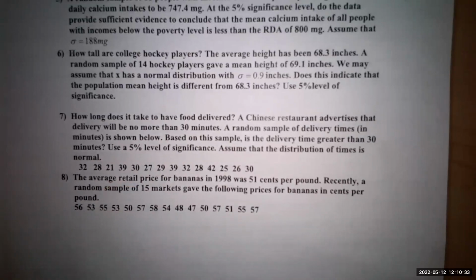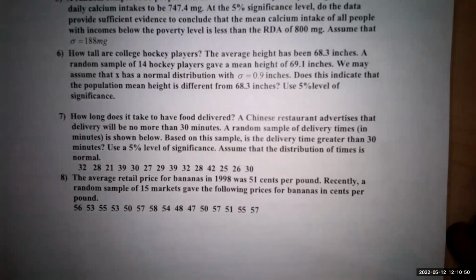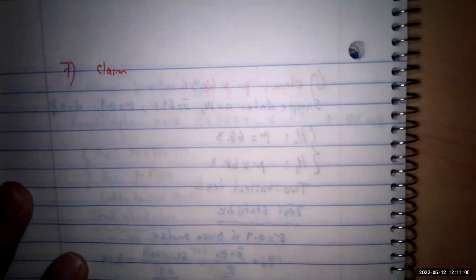Here are 14 different cases, and these are in minutes. So we want to test it. Is the delivery time greater than 30 minutes? So the claim is, is mu bigger than 30? We check it at 5%. So you set up the problem, it's number 7. There is a claim that you want to check. The claim is, because the company said it is not, so they claim that it's going to be greater than 30 minutes.